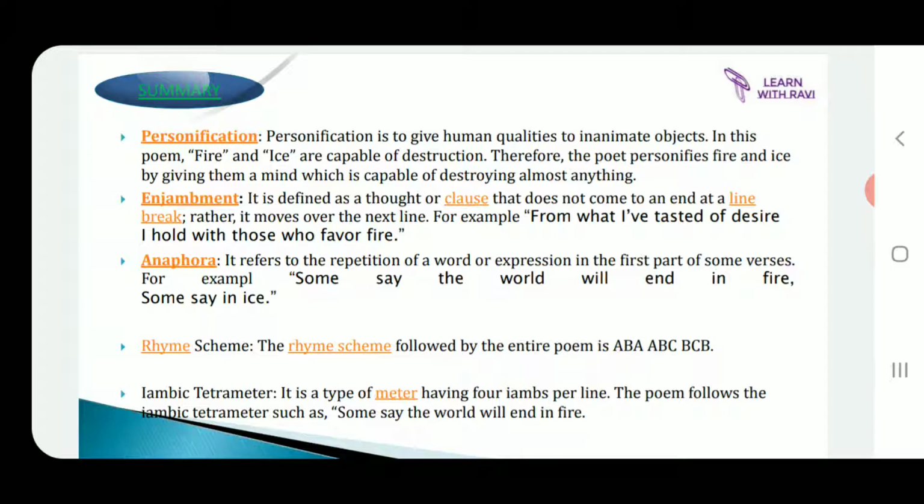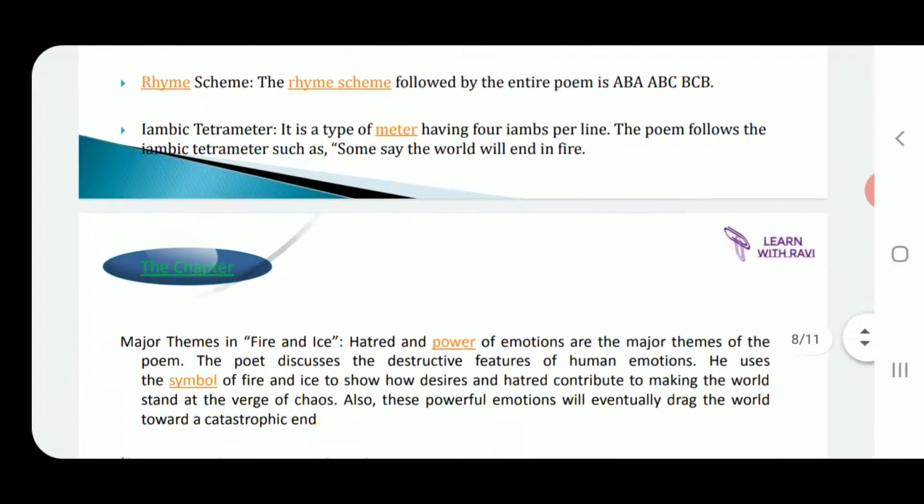Enjambment, yes, sentences are continued. Anaphora, yes. The rhyming scheme is ABA, ABC, and BCB. And iambic tetrameter has also been included. Some say the world will end in fire. So clear-cut use of iambic tetrameter.